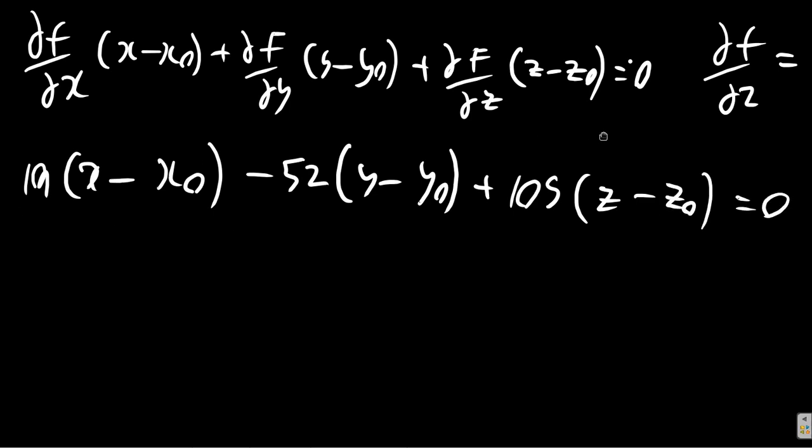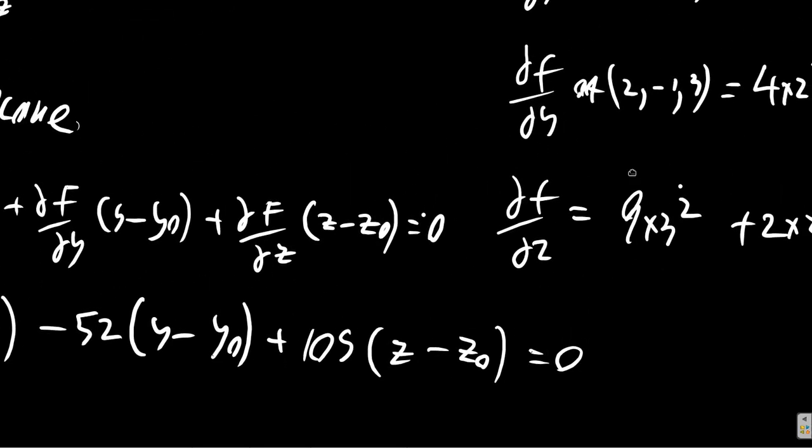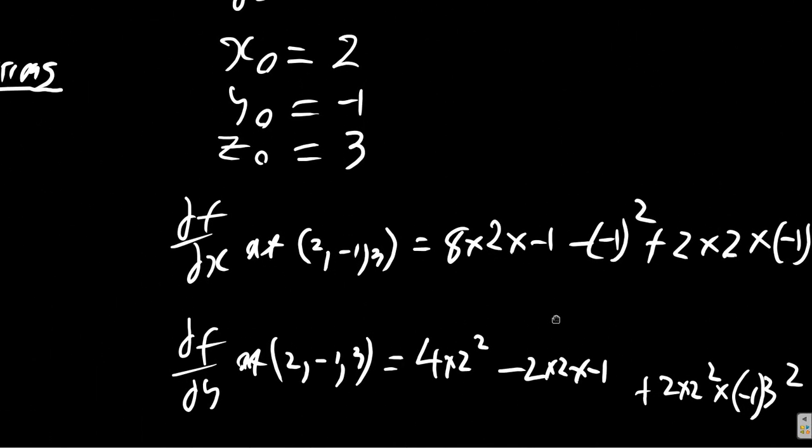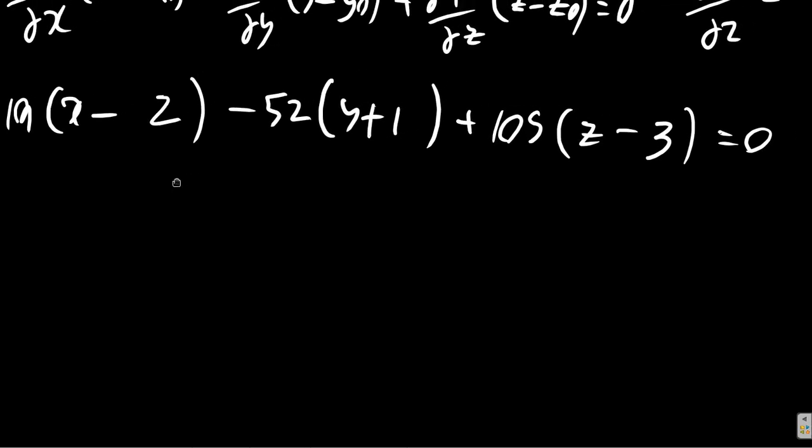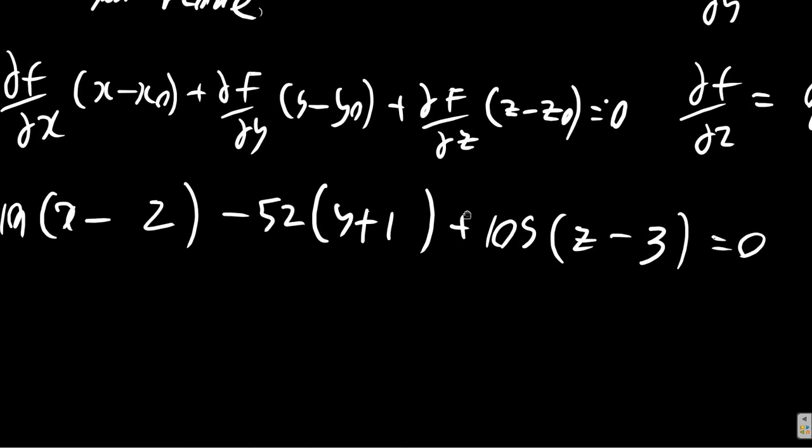Now, what were these x naught, y naught, and z naught business again? 2, negative 1, and 3. Alright? So, this is 2, this is negative 1, or when you say minus negative 1 is same as plus 1. This here is 3, so we say minus 3. Good. And of course, you could multiply out the brackets and so on and so forth and simplify it.